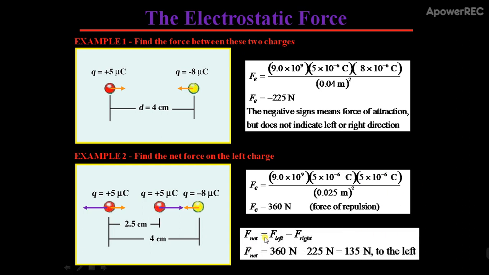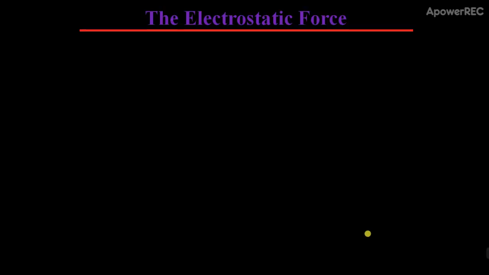Now similarly, we are calculating F net as F left minus F right, where F left we find here is 360, and F right, in between the red and negative charges, is 225 newtons. Finally it is 360 and it is positive. So the force will be to the left, because it is a repulsion force and the value is positive.